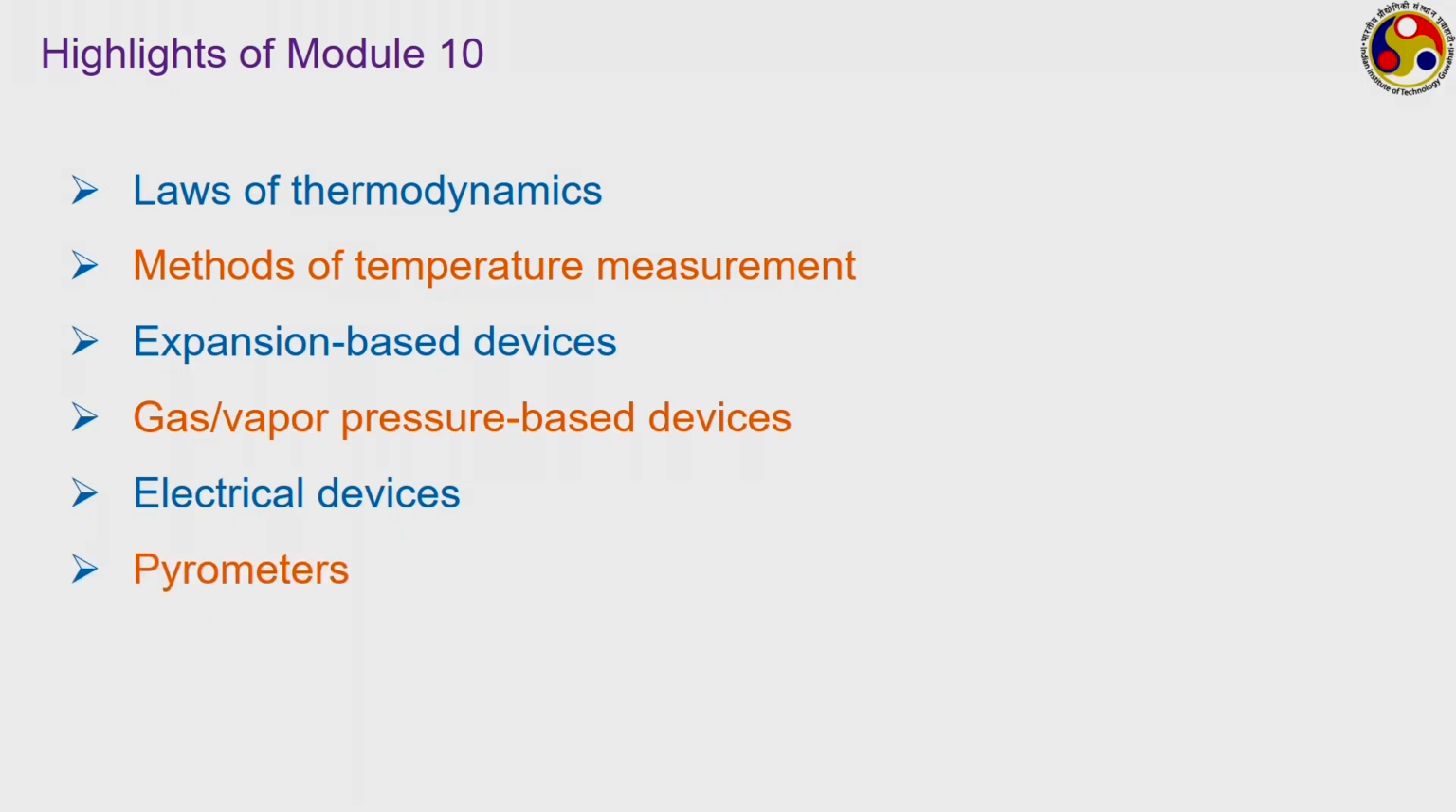And then we talked about the pyrometers. There can be a wide range of pyrometers like optical pyrometer, total radiation pyrometer, or infrared pyrometer, depending on the range of wavelength that you are dealing with. So, that is the end of this 10th module. I hope you have got some idea about the most popular methods of measuring temperature.